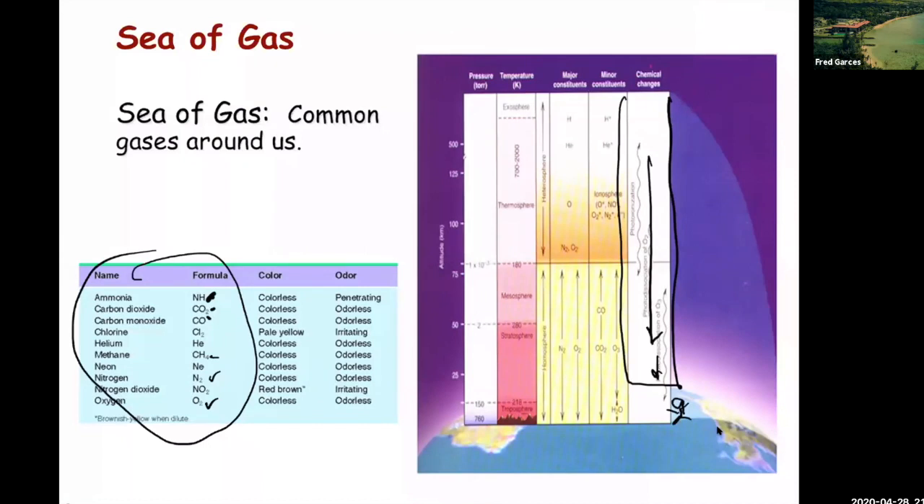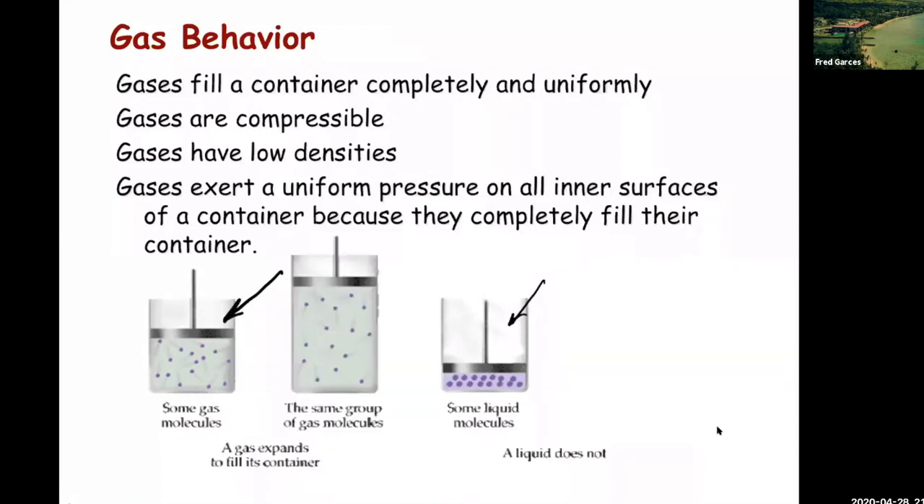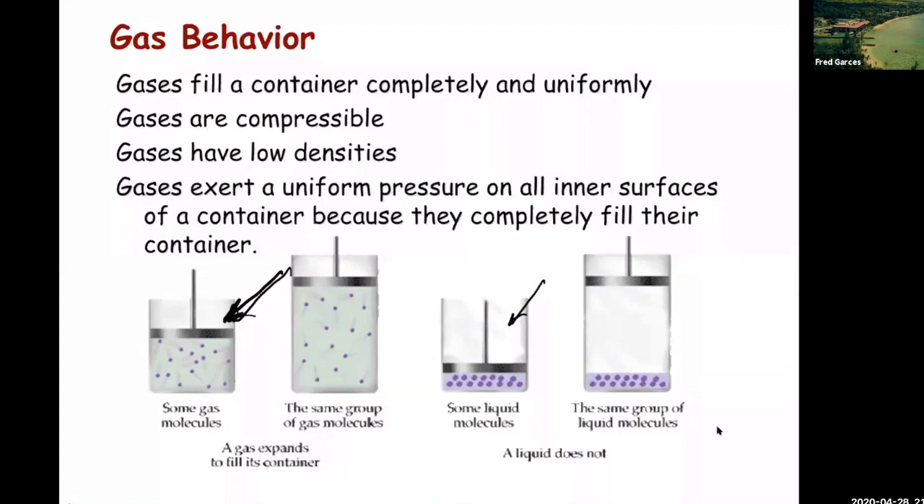And the thing about gas is that gas particles are considered point particles separated by large distances. On the other hand, liquids are already mingling on top of each other. So if we change the volume of the container, a gas will expand because it's free to move around. A liquid will not. So we can say that gas is compressible. It can go from a large volume to a smaller volume, but liquids are not compressible. Liquids and solids are generally not compressible.